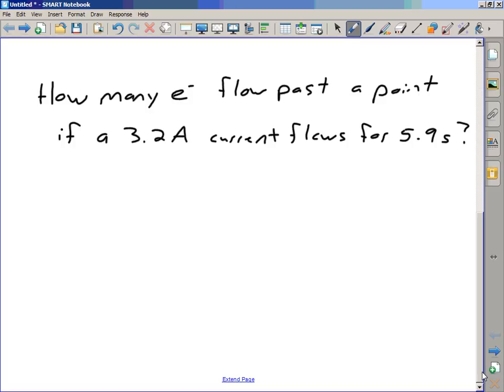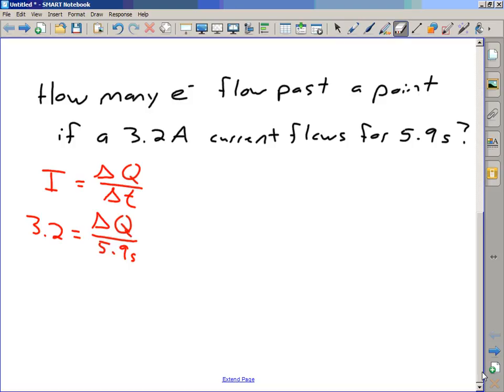What you're going to want to do there? I equals change in charge divided by change in time. That's like velocity equals displacement, change in distance, right? The displacement divided by the time. Okay? I gave you the current, 3.2 amps. We're looking for a charge right now. I give you a time, 5.9 seconds. Let me get rid of that S because we're currently in base units.